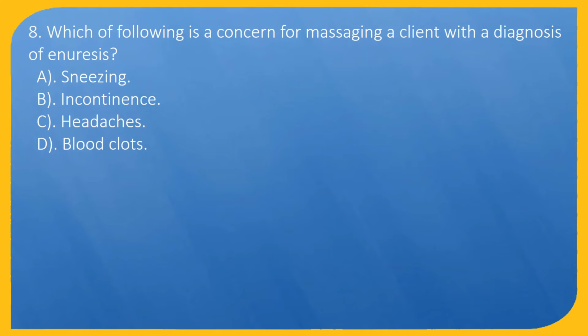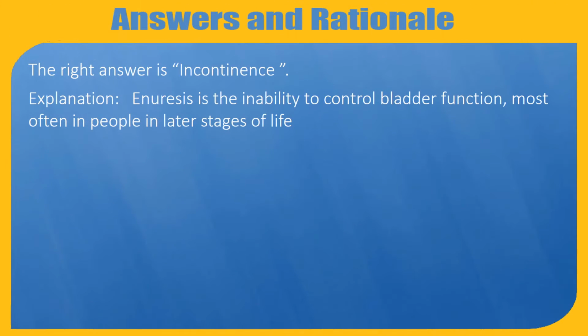Question 8. Which of the following is a concern for massaging a client with a diagnosis of enuresis? A. Sneezing. B. Incontinence. C. Headaches. D. Blood clots. The right answer is incontinence. Explanation: enuresis is the inability to control bladder function, most often in people in later stages of life.